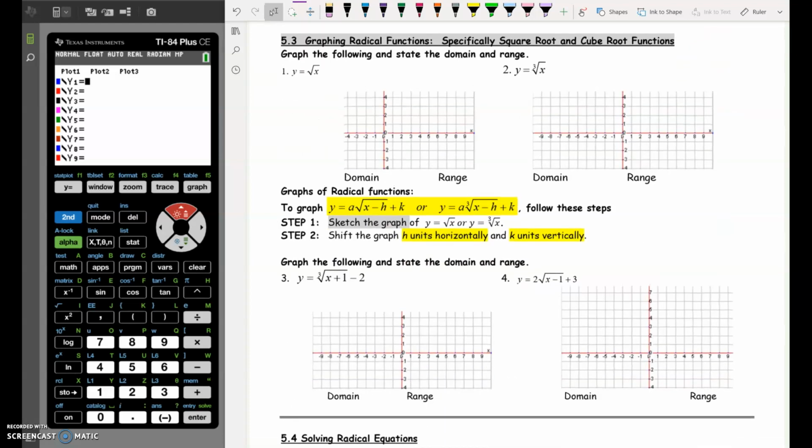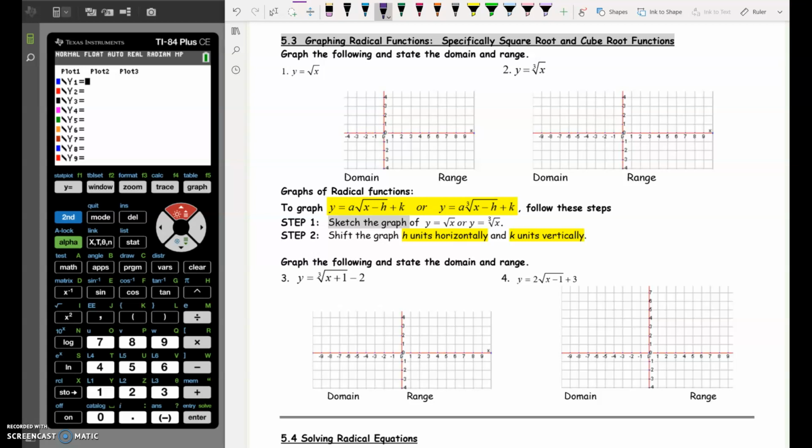Number 1 and 2 are the parent functions. They're the most simple versions of the square root and the cube root functions. And then 3 and 4 are manipulating those functions somewhat. The new thing that we're going to talk about today is the domain and the range. So yesterday we didn't talk about the domain and the range. Today we have to talk about that.